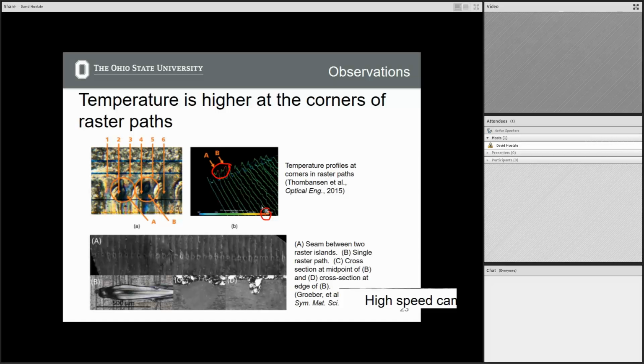and you can see artifacts of this in a few different ways. This is taking a laser in this direction, and then coming back and going this direction. Okay, and what you see here is that the melt pool width gets wider at this corner than it is in the center. All right, and that's precisely because basically the temperatures are higher. Temperature is higher at the corner of these raster paths.